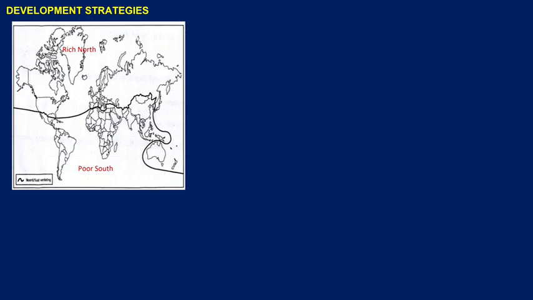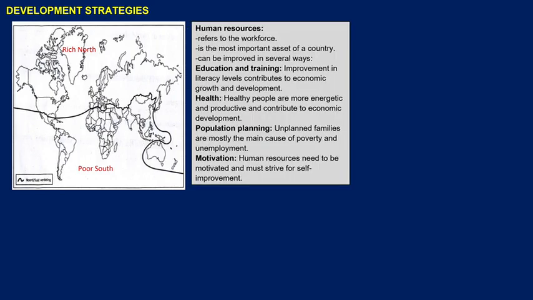Right, we're looking at development strategies, and here once again we're looking at the rich north and poor south, right? So if you look at your development strategies, the first one we're looking at is human resources, which refers to the workforce, and it is the most important asset of a country. And the way in which you can improve your human resources is through education and training, health, population planning, and motivation.